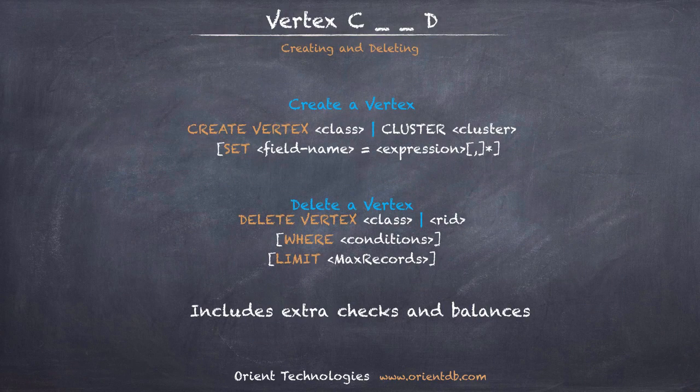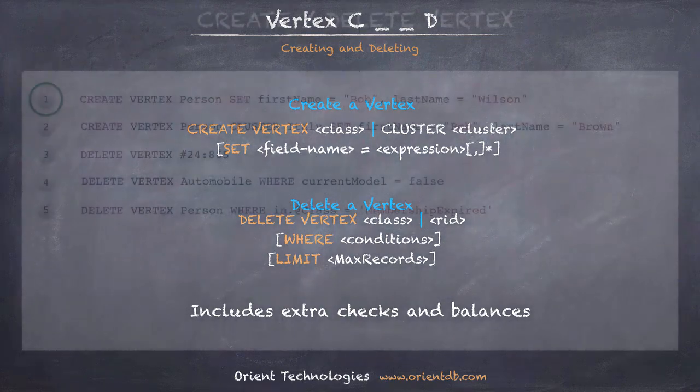You can always work with your data using the SQL insert and update commands covered in previous sections. These graph-focused commands do some extra checks and balances to ensure your database actions conform to certain requirements, such as the need for a vertex to belong to a class extending V. Here we have two commands for creating and deleting data: create vertex and delete vertex.